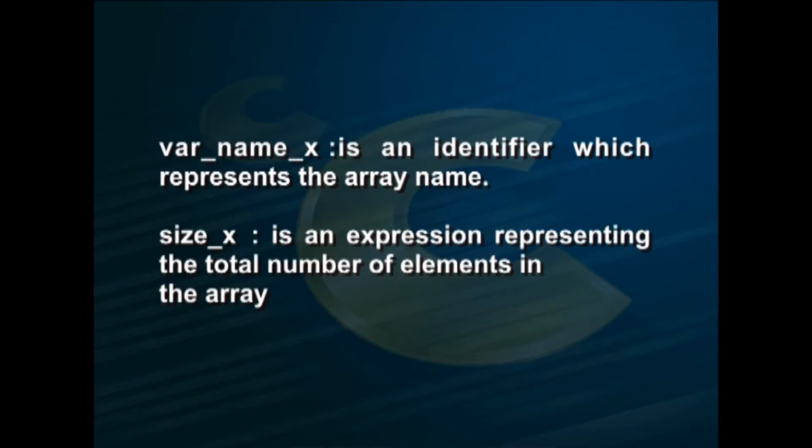It can be a primitive or derived data type, and variable name x is an identifier which represents the array name, and size is an expression representing the total number of elements in the array. For example, int num[20] declares num to be an array containing 20 integer elements. Here, any subscript 0 to 19 are valid. Note, the subscript of an array can be integer constants, integer variables, or expressions that yield integers.